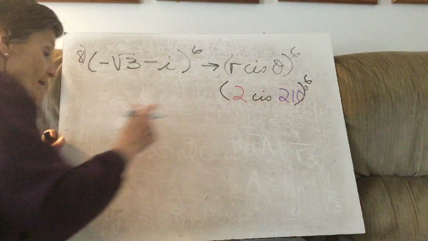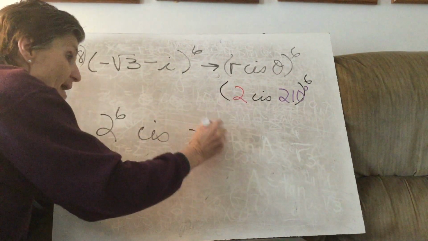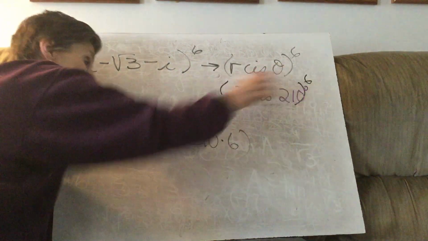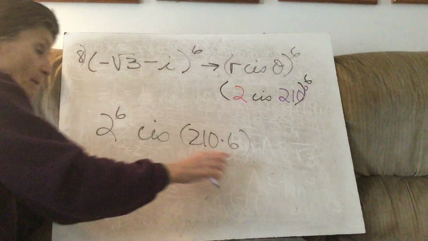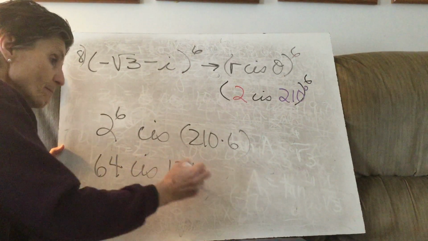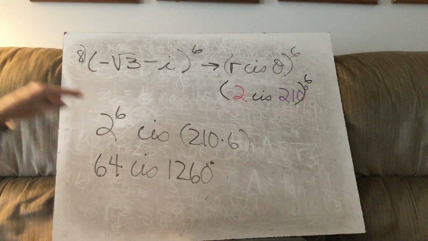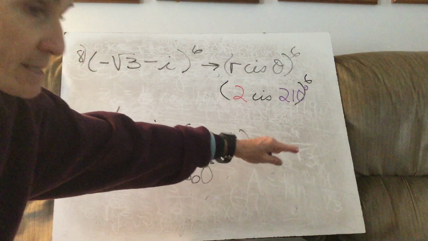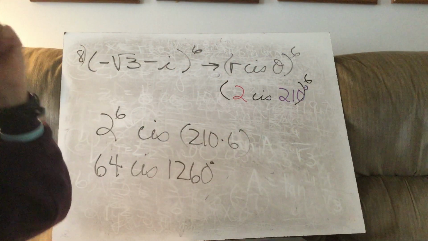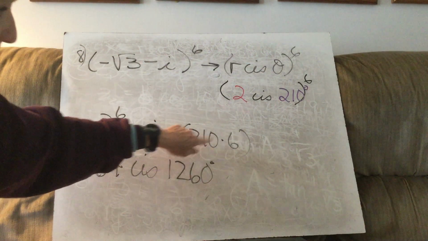So remember, de Moivre says we take 2 to the 6th, or we take r to the 6th, and we multiply the angle times 6. That's the rule, de Moivre's theorem. Take the radius to the power, take the angle times the power. So 64 CIS 1260. Now, if you're taking good notes along here, guys, you have written over to the side, take the radius to the power, take the angle times the power, so that you remember what you were doing here.